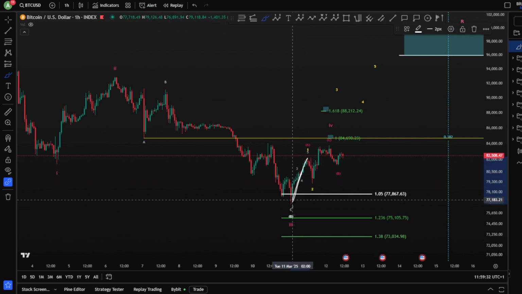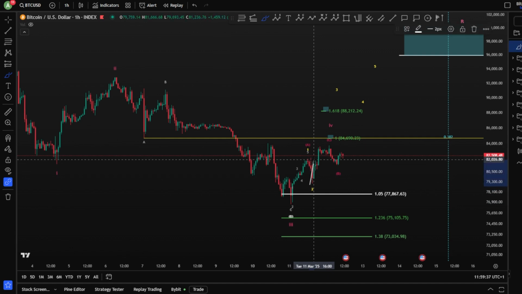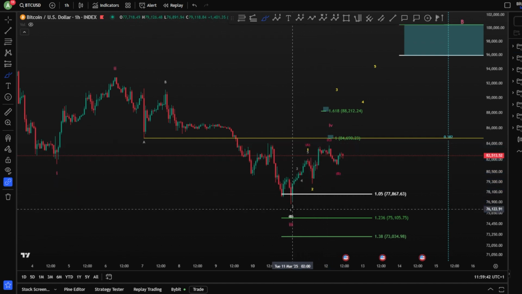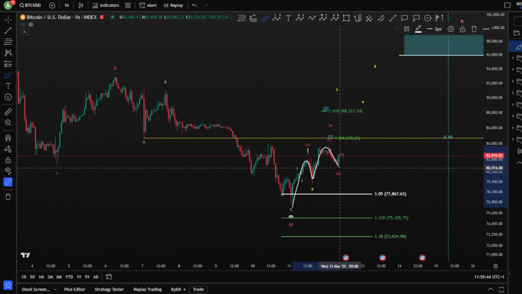We have, of course, 5 waves up here, but it has finished also 5 waves up: 1, 2, 3, 4, and a 5. Did we finish A, B, C here, or did we finish 1, 2, 1, 2? Yeah, so these are the question marks right now.